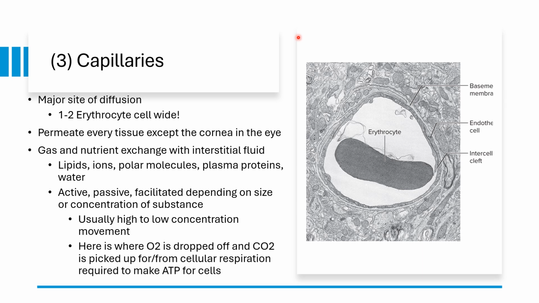That is where gas and nutrient exchange occurs with the fluid that surrounds the capillaries in the tissue, so that all of the gases and nutrients can get into the cells that need them for cellular respiration. You're exchanging not only CO2 and O2, but lipids, ions, polar molecules, proteins, water. Whether that kind of diffusion is active, passive, or facilitated, these are terms that you should already know from a very early chapter when we talked about movement in and out of a cell.